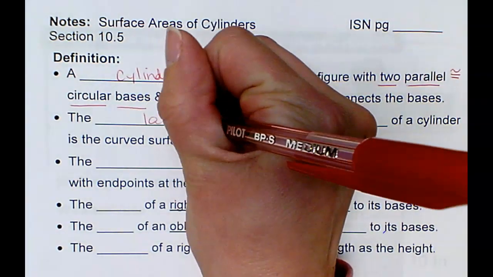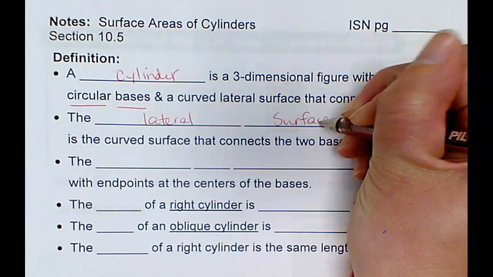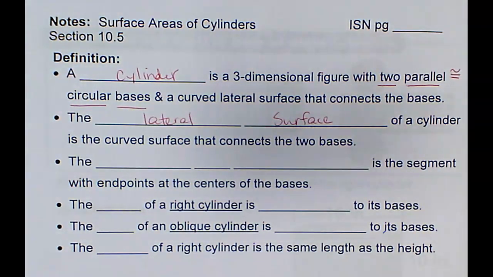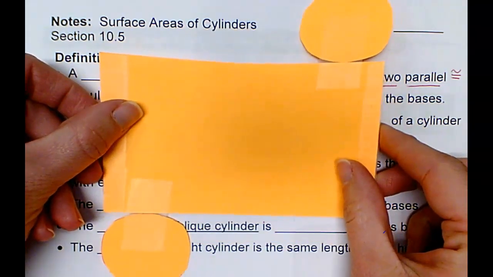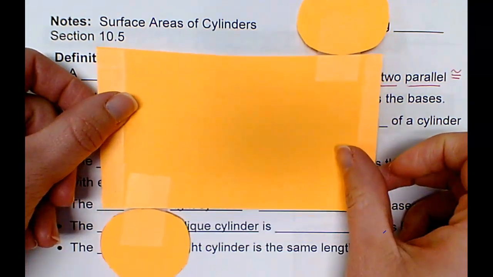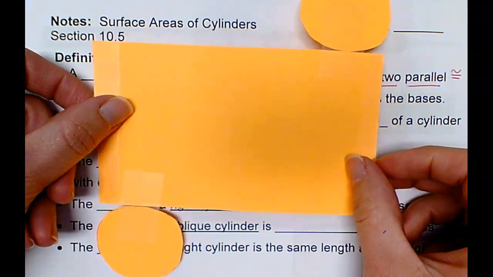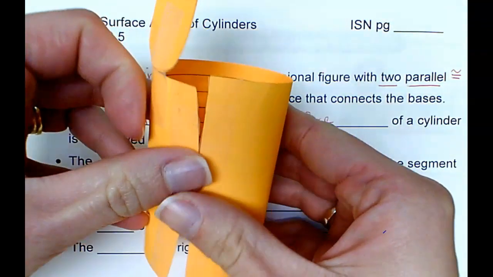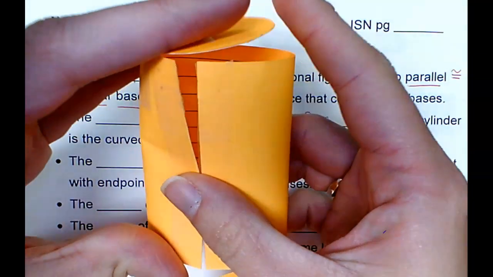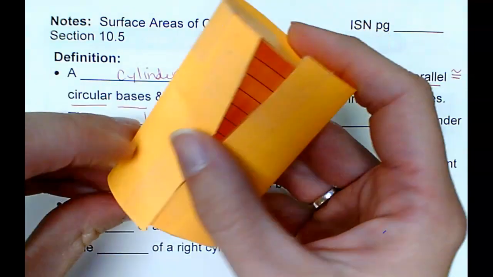The lateral surface of a cylinder is the curved surface that connects the two bases. So what I have here is a net of a cylinder. It's kind of hard to see, it's kind of hard to fit all into the screen, but I do have the net of a cylinder. And so in order to put it all together, I'm going to kind of roll this up. And then we have a circular base on the top and a circular base on the bottom. Okay, so this is our cylinder.